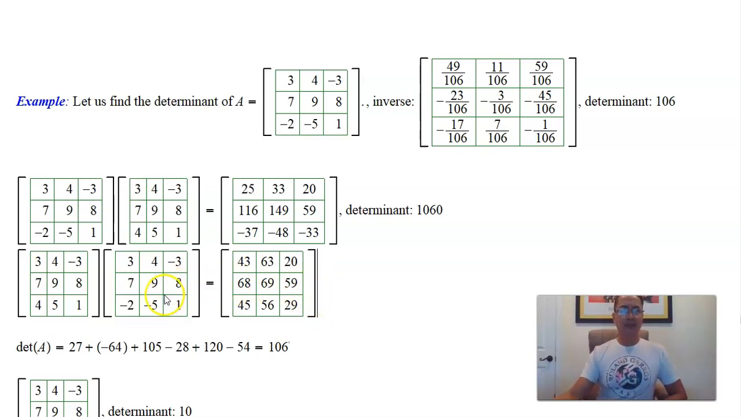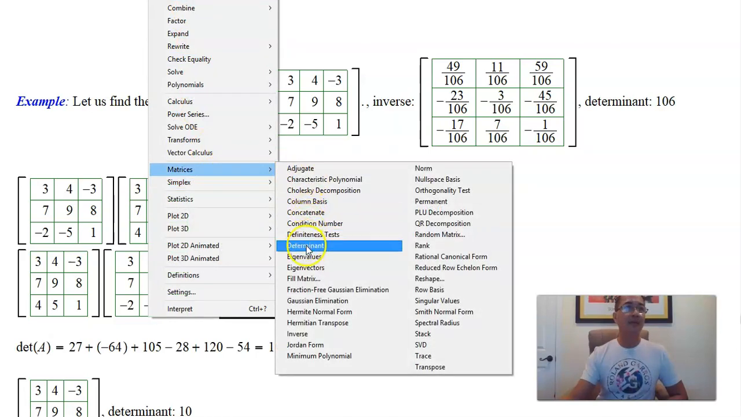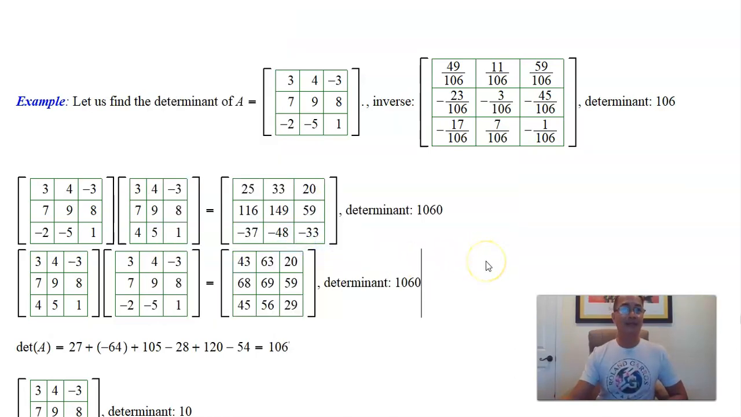All right, however, if you believe what I said about the determinant, then the determinant of this product should also be the product of the determinants of these two matrices. Oh, but wait a minute, that's 10 and 106. This should also be, compute matrices determinant, of course, 1060. So even though the products are almost completely different, they do share one thing. Their determinants are exactly the same.